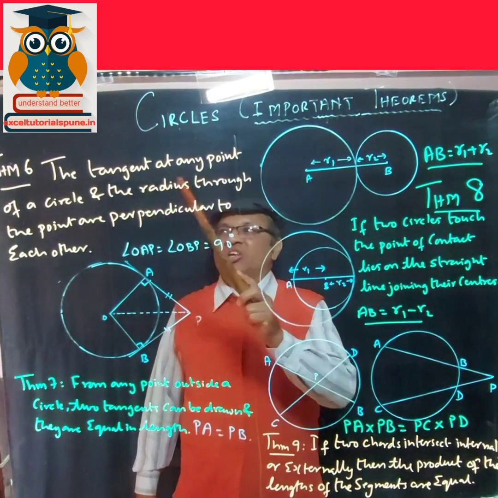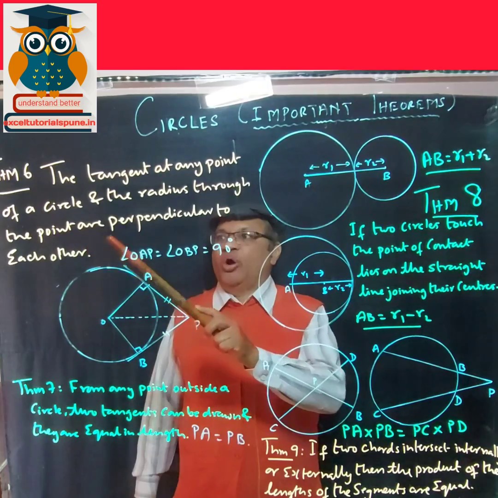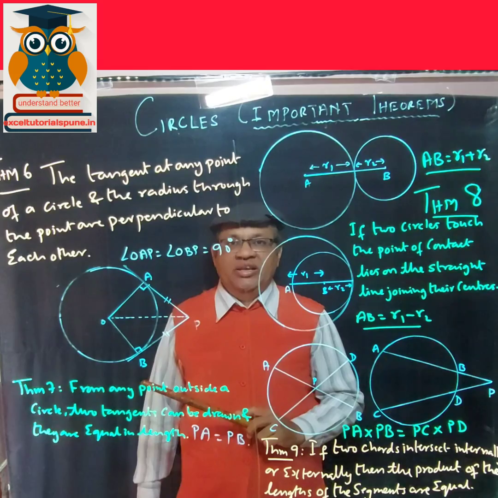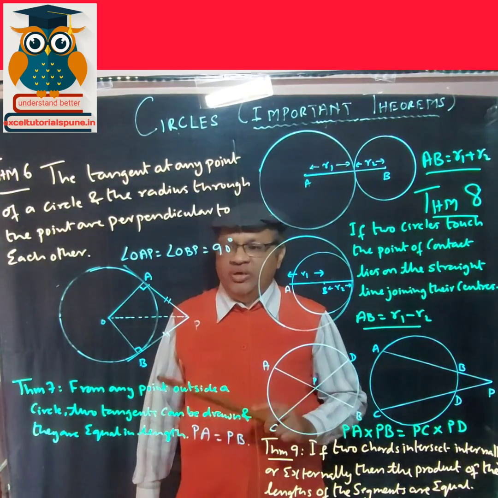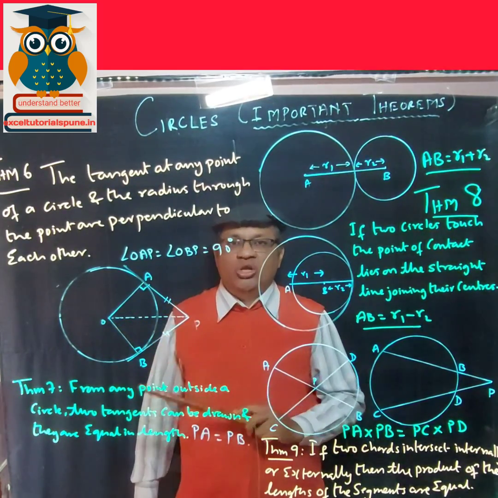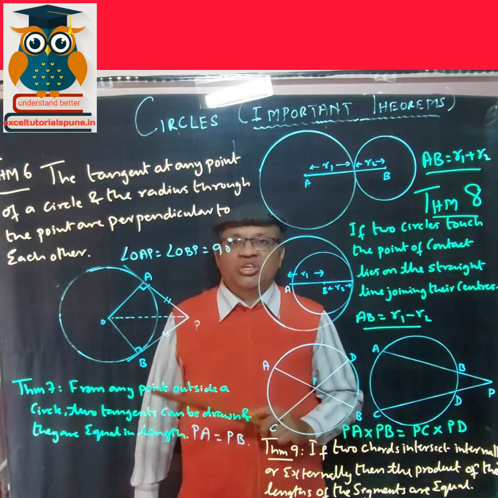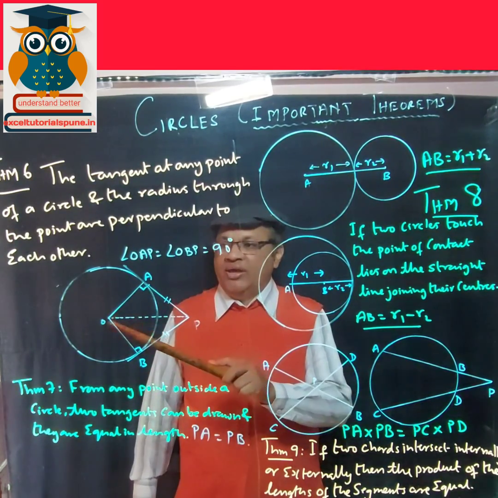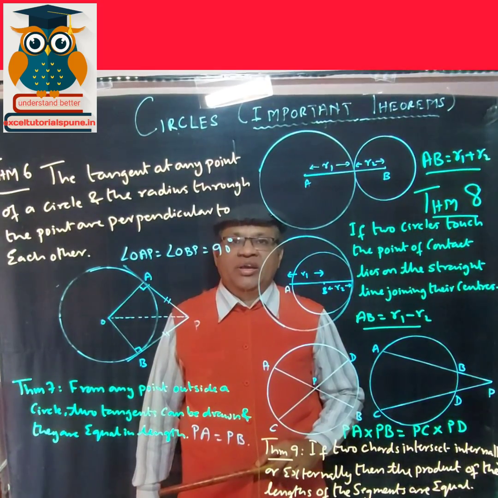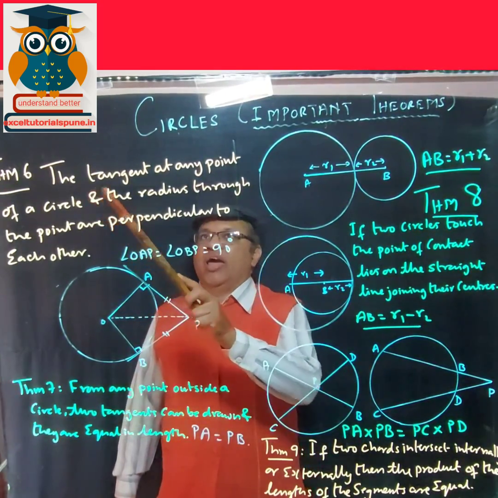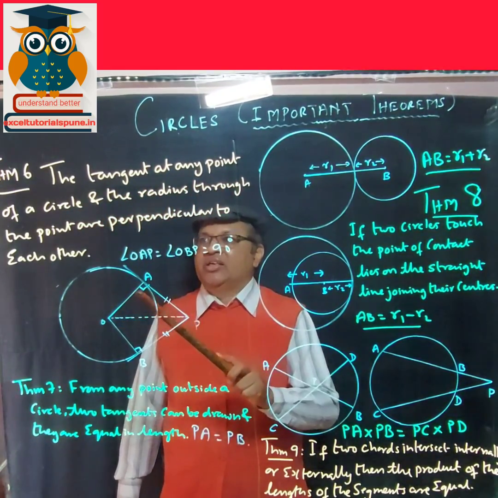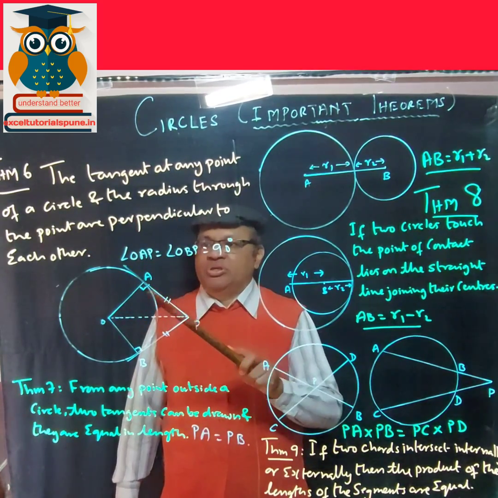The tangent at any point of a circle and the radius through the point are perpendicular to each other. A tangent is a line which touches the circle at one point. So PA is a tangent over here, PB is also a tangent. Now if you see, OA is the radius, OB is also the radius. The radius and tangent are perpendicular to each other. So angle OAP and angle OBP both are 90 degrees. Why? Because the tangent and radius are perpendicular to each other. That means both are 90.